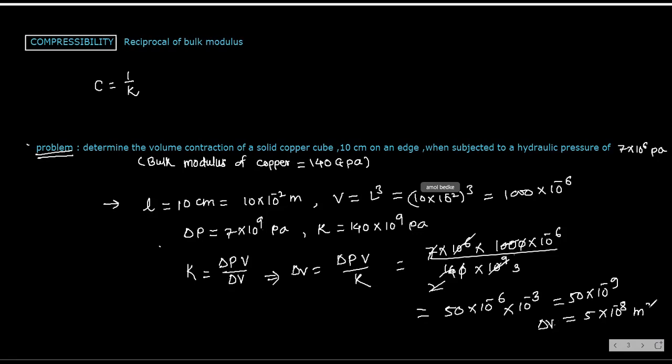This will be meter cube because it is a change in volume. Check it once now. Everything is right. So this is gigapascal, that's why 9, and delta P into V by delta V, right? Delta V is equal to delta P V by K. Substitute all the values, and then you will get this answer. Okay, so check it and do it yourself. Very easy. Okay, let's stop here for today. Bye.